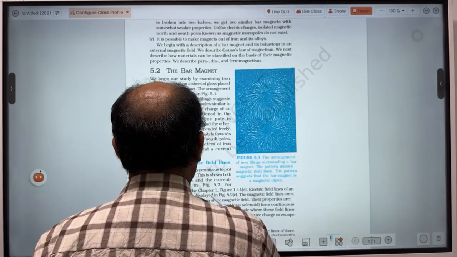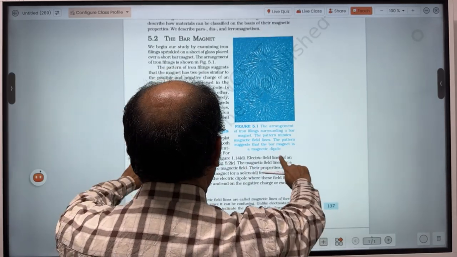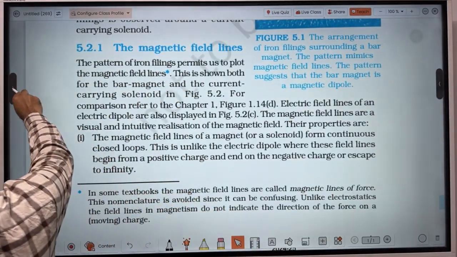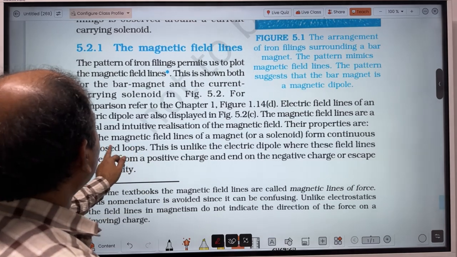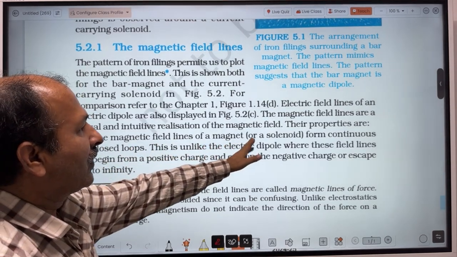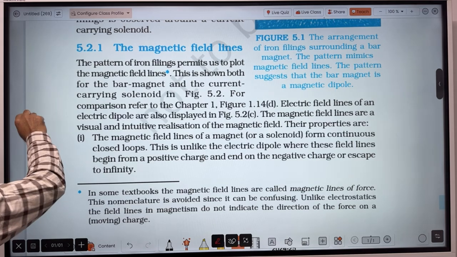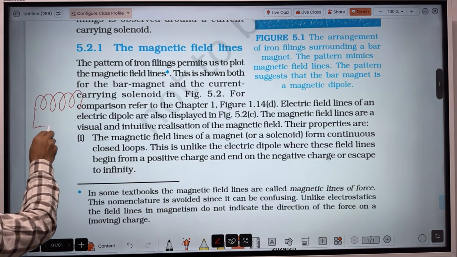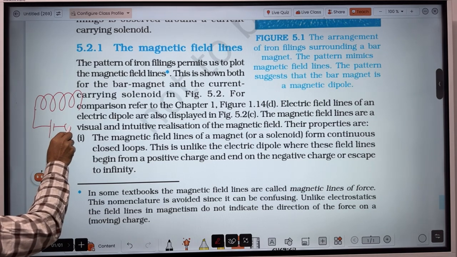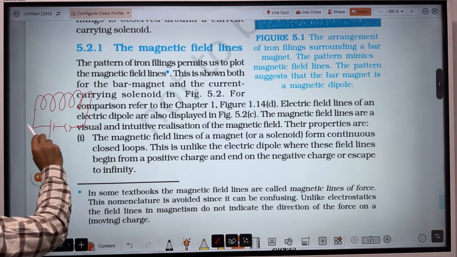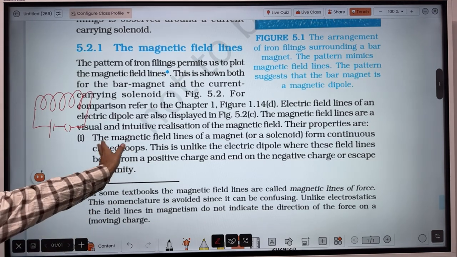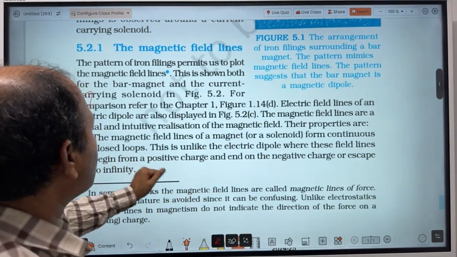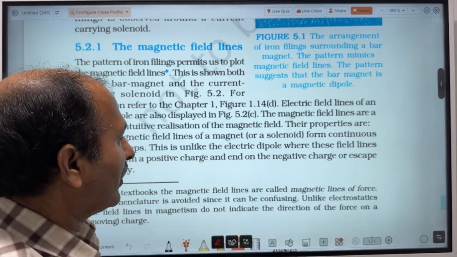Now, if we study the properties of a magnet and its field lines, we will find that the magnetic field lines of a magnet or a solenoid form continuous closed loops. Solenoid, you know very well what we have done. Suppose this is a coil and we connect it through a battery and a key. Then it will behave like a magnet. So that is why it is given here that the magnetic field lines of a magnet or a solenoid form continuous closed loops. This is unlike the electric dipole.